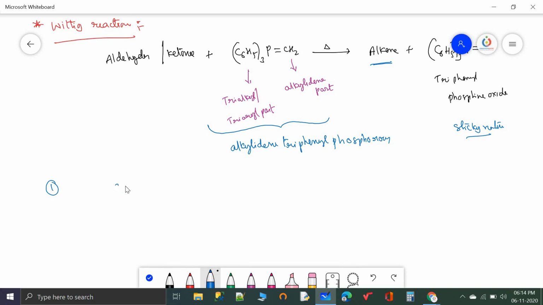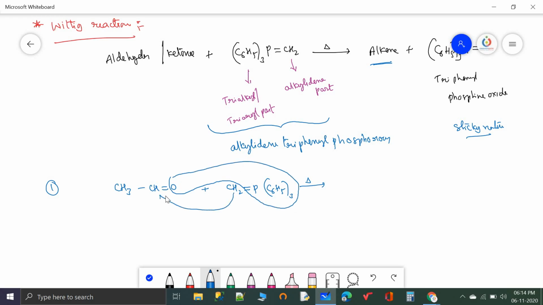First of all, I will take CH3CH double bond O. This is acetaldehyde. This particular reagent I am going to write like this: CH2 double bond P, (C6H5) taken thrice, and heat it. How the reaction takes place is, this oxygen will be attached to the phosphorus part and this CH2 part will be exchanged. I am not discussing the mechanism, I am just simplifying the reaction. So oxygen and the CH2 part get exchanged, so that here we will get CH3, CH double bond CH2. That is what I am writing.